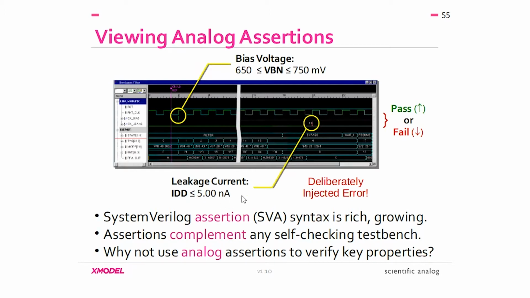We can also assert current values. During power down mode, the supply current to the DUT should drop from its normal milliampere range down into the nanoamperes. Here we've deliberately injected an error in the code, however, so this assertion fails as indicated by the downward red arrow. A big advantage of these analog assertions is that they can verify key analog properties of your design, not only currents and voltages, but also rise times and thresholds.